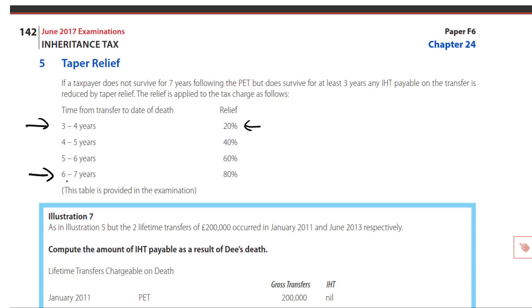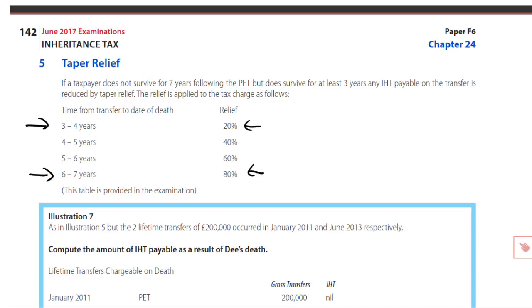Through to, if you very nearly made it to 7 years and therefore would have avoided any and all tax charge arising, then we'll get an 80% taper relief reduction in that tax charge if there is one.